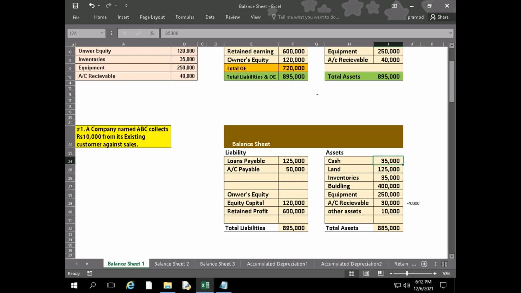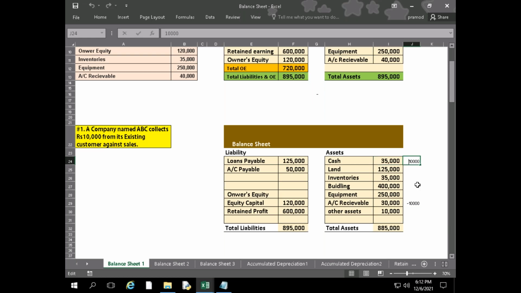Cash will increase: 10,000 plus 10,000. It should increase, so it should be 45,000. Now if you observe, my liability side is 8,95,000. But on the asset side, if I minus the account receivable of 10,000, it is showing me 8,85,000. So it's not matching. 10,000 is missing.